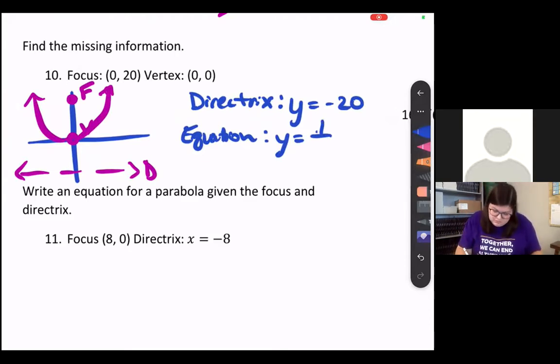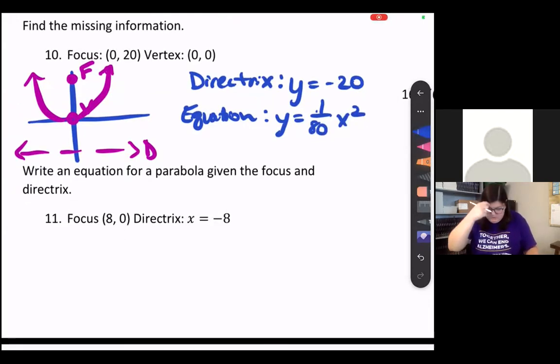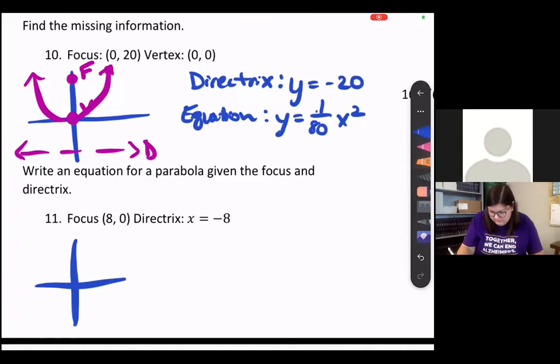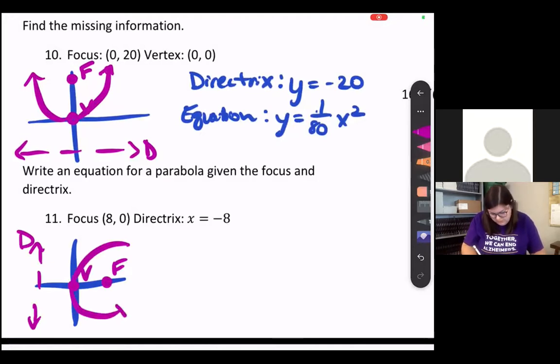So 4 times 20 gives me 80, and then I just finish it up with an x squared. Okay. All right, we got focus and directrix here. So again, draw yourself a little sketch, see what's going on. So I have a focus at 8, 0, which means it's over here. I have a directrix at x equals negative 8, which is going to be over there. My vertex has to be in the middle, and it's going to be opening to the right.